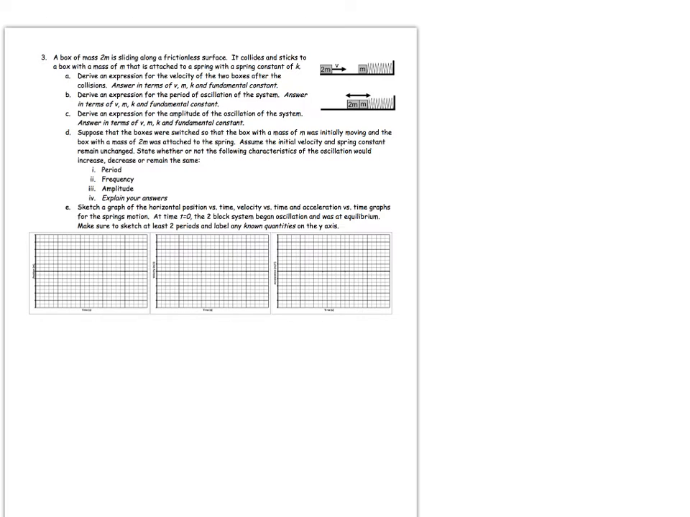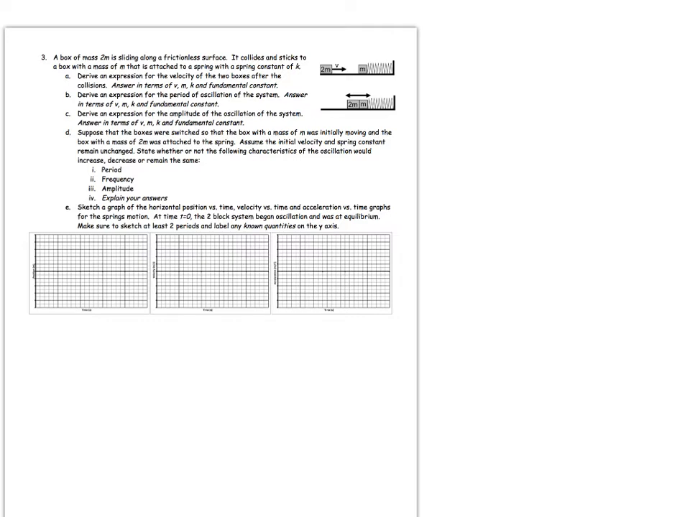Alright, for this problem, we have a box that's sliding along a frictionless surface at a speed of v. It has a mass of 2m, and it collides with another box with a mass of m that's initially at rest and attached to a spring. We first want to derive an expression for the velocity of the two boxes after the collision.